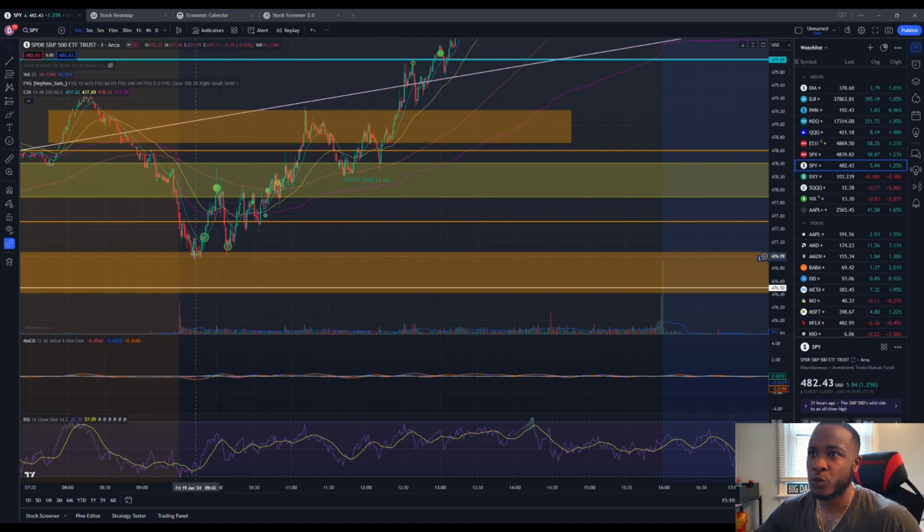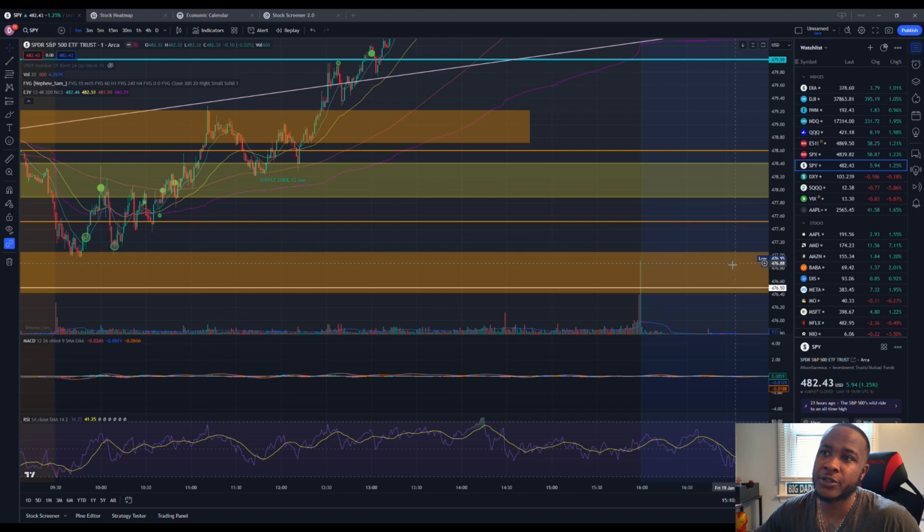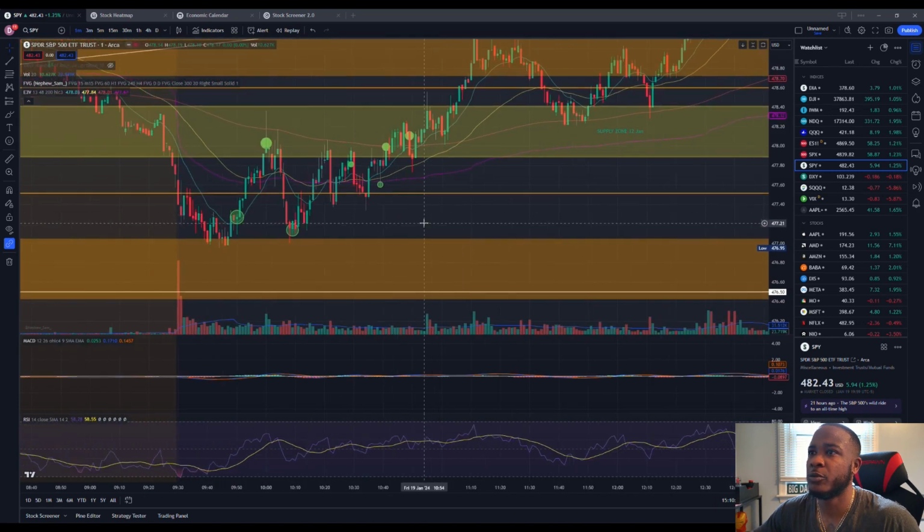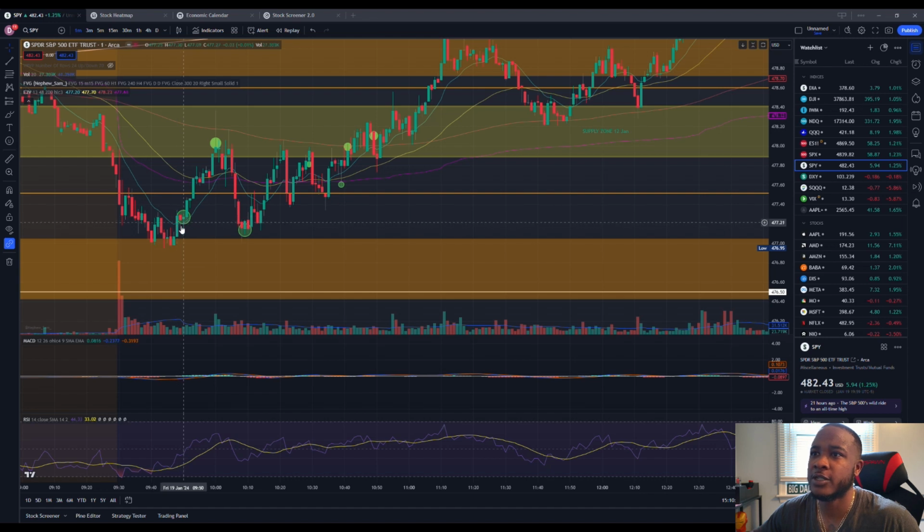So you see that we double bottom off of this demand zone. As soon as we conquered that 13-day moving average, zoom in just a little more. As soon as we conquered this 13-day moving average and it formed a small bullish flag right there, I took a position going long. So I went long here.